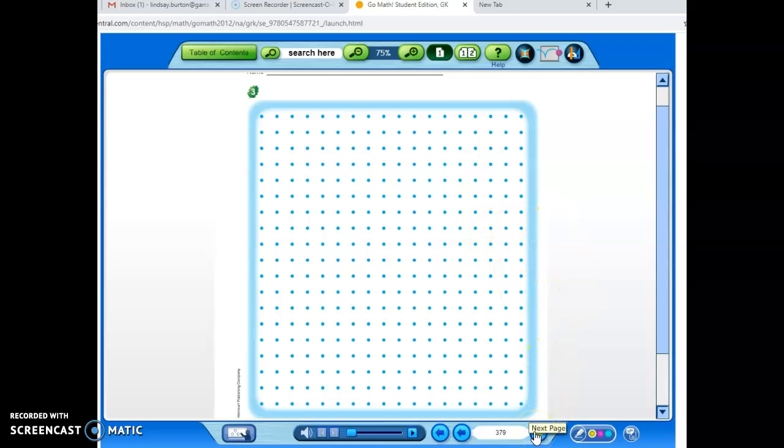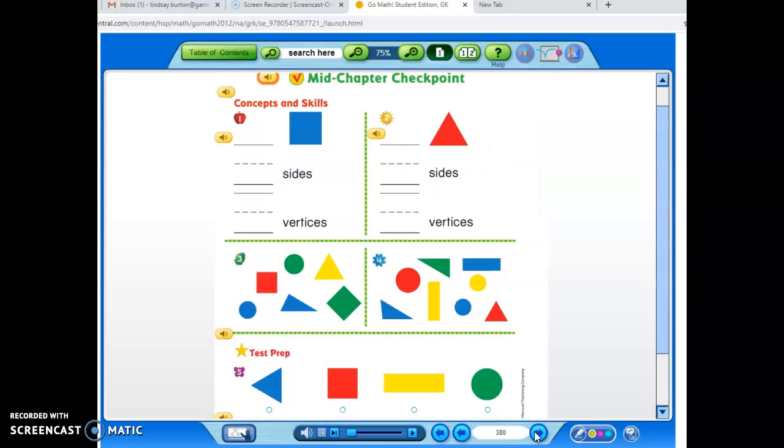I'm going to go ahead and tell you the directions for the last page, okay? This last page, we have a little check. We're about halfway through our chapter 9, so we're going to see how we're doing.